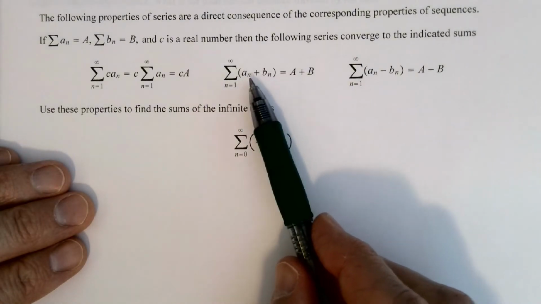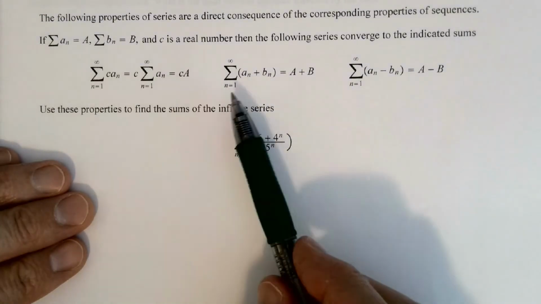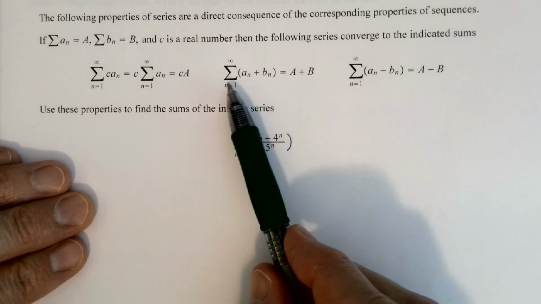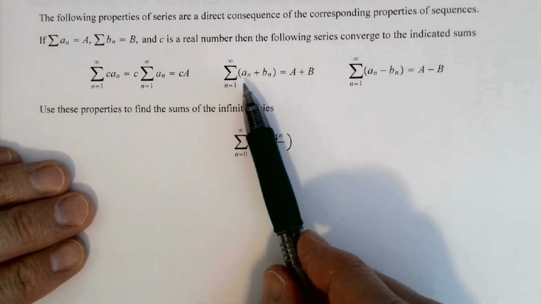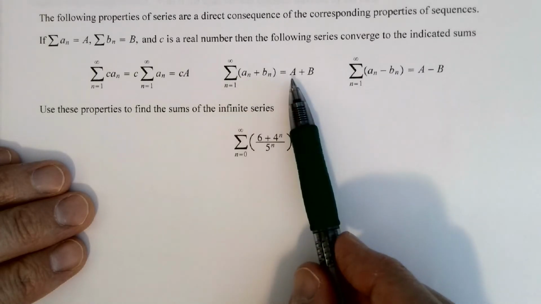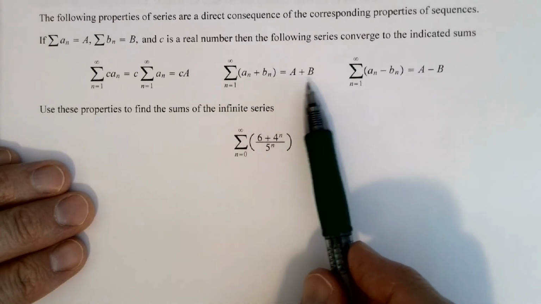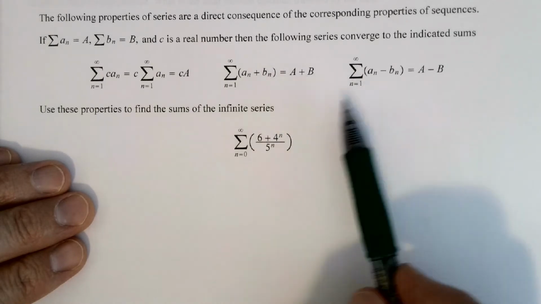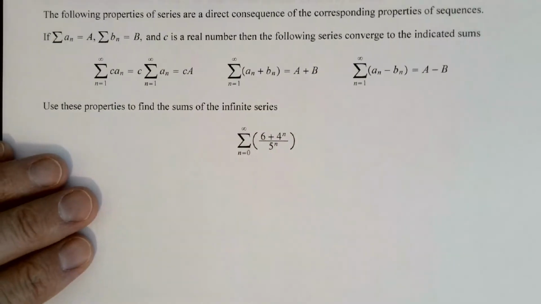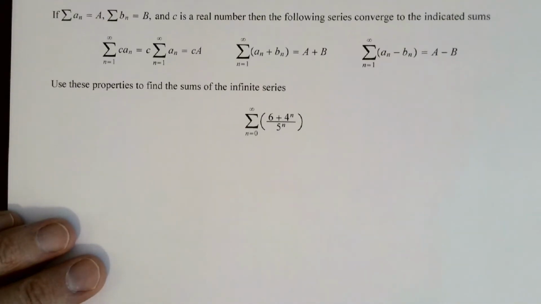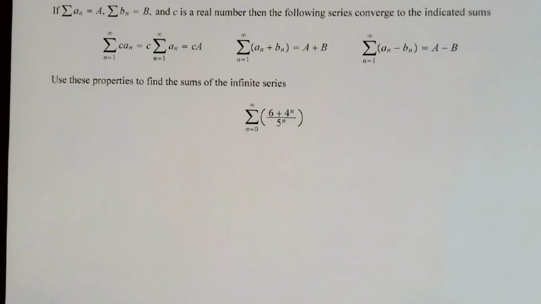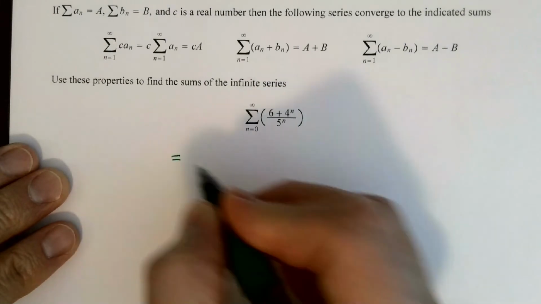Same with adding, right? The sum of infinite sums, if you will, is equal to the individual sums of those two infinite series. And so let me illustrate how these properties would work here. What's the sum of this infinite series? Well, I don't even know, is it convergent? So we're going to see whether it's convergent after we do a little manipulation here.